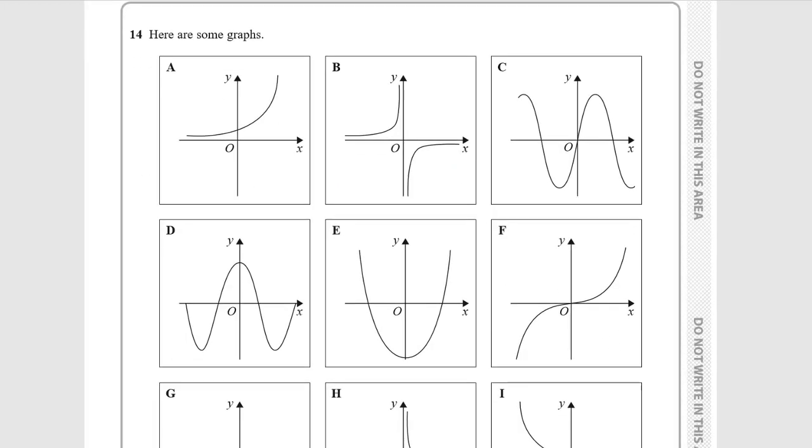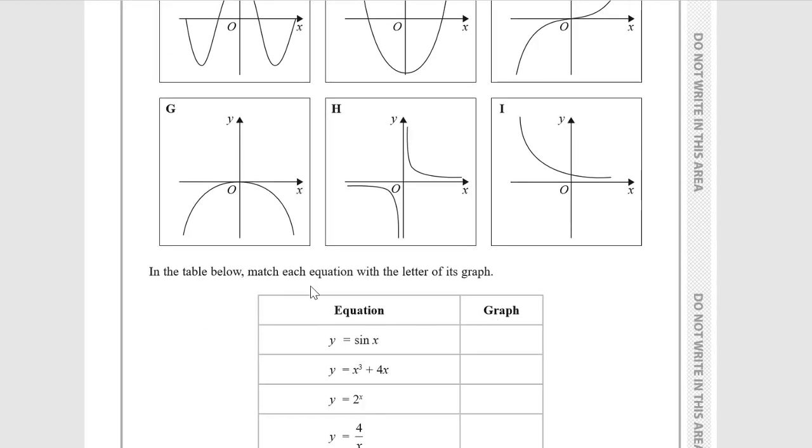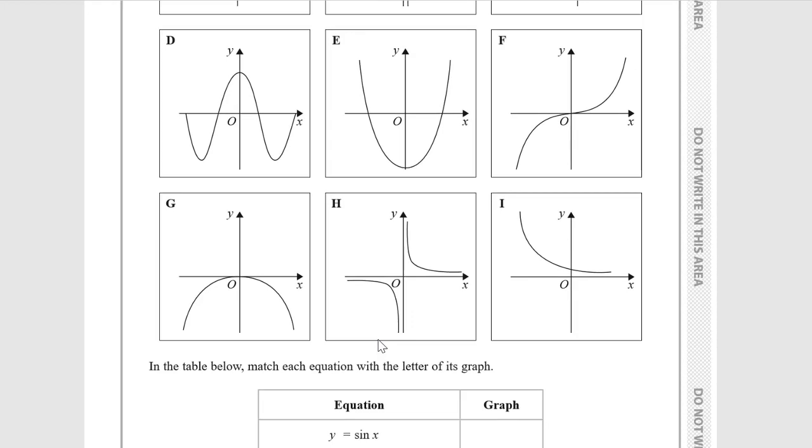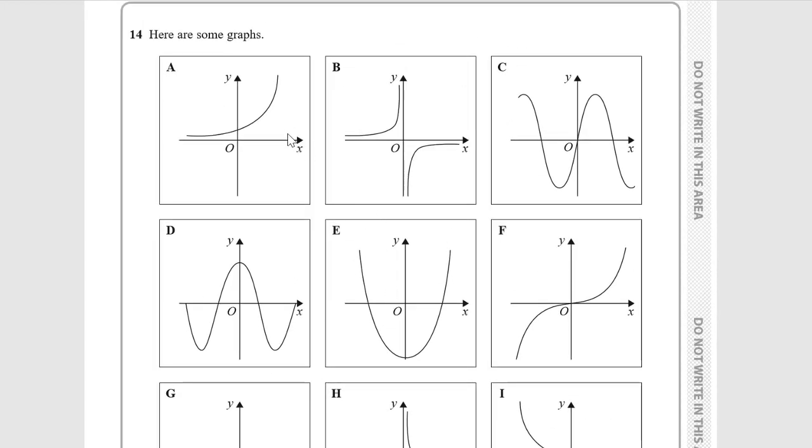So here are some graphs, and in the table below, match each equation with the letter of its graph. So y equals sine x. So let's have a look through. We'll start off chronologically and make our way through.